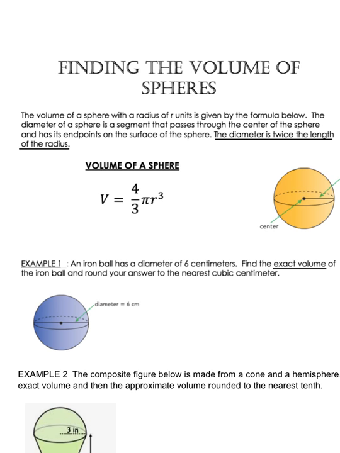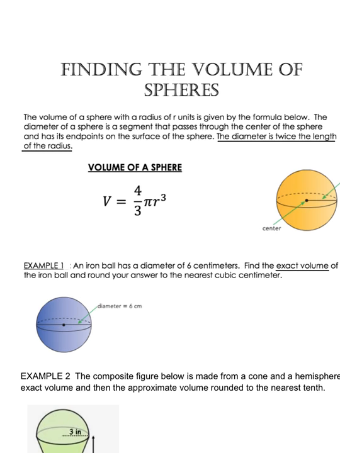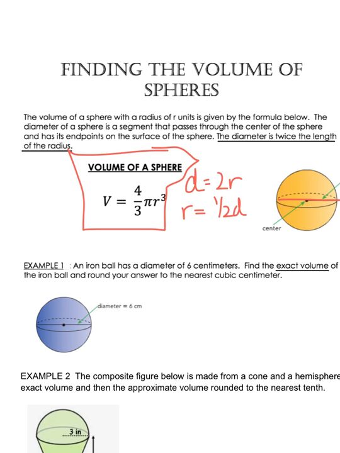So today's lesson, finding the volume of a sphere. A sphere has a radius, r units long. Remember that sometimes you may be given your measurement as a diameter. The diameter is twice the radius, so if you're given the diameter, you want to divide by 2 or multiply by 1/2 to get the radius, okay? So we're going to use this formula today. The volume equals 4/3 pi r cubed to find the volume of a sphere.